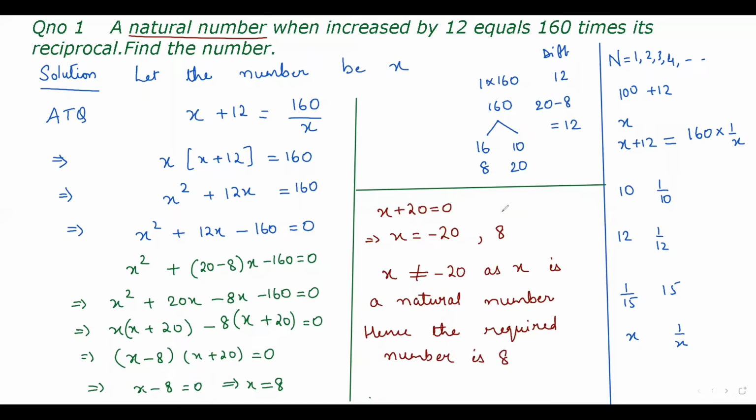If you want, you can verify also. Wherever you see x, you put 8 here. So here it is 8 plus 12, we will get 20. And 160 into 1 by 8, when you cancel, you get 20. 20 is equal to 20. It means our finding of the required number is correct. That is 8.